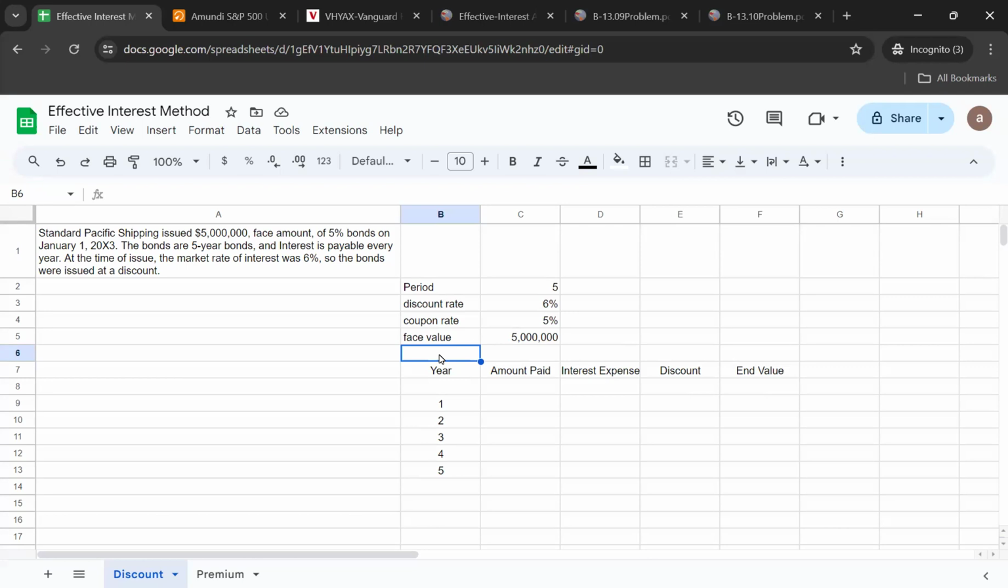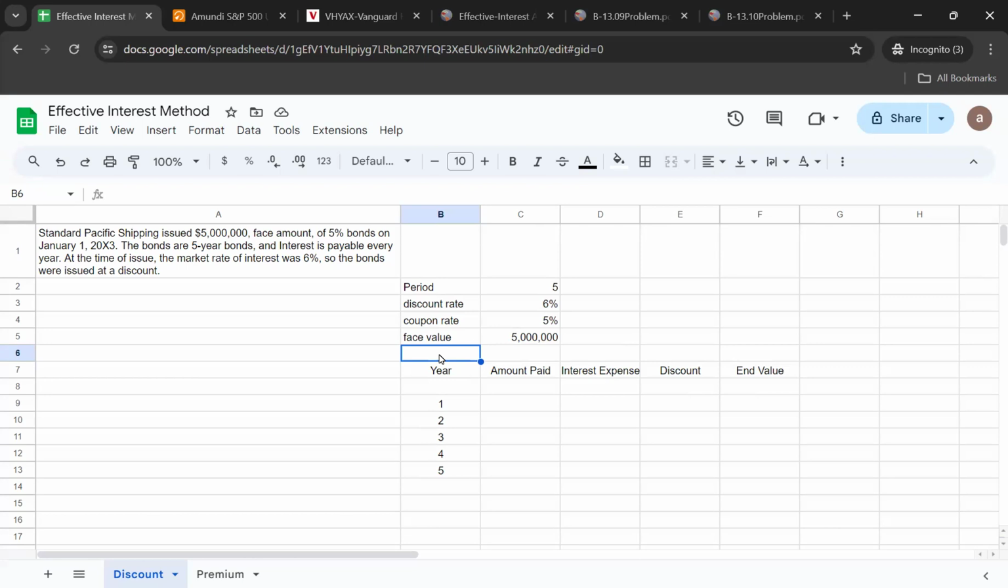So make that effective interest method table. Many students actually, even though it's very simple, do make some errors here and there or don't know how to make a table. But this table is relatively very simple.